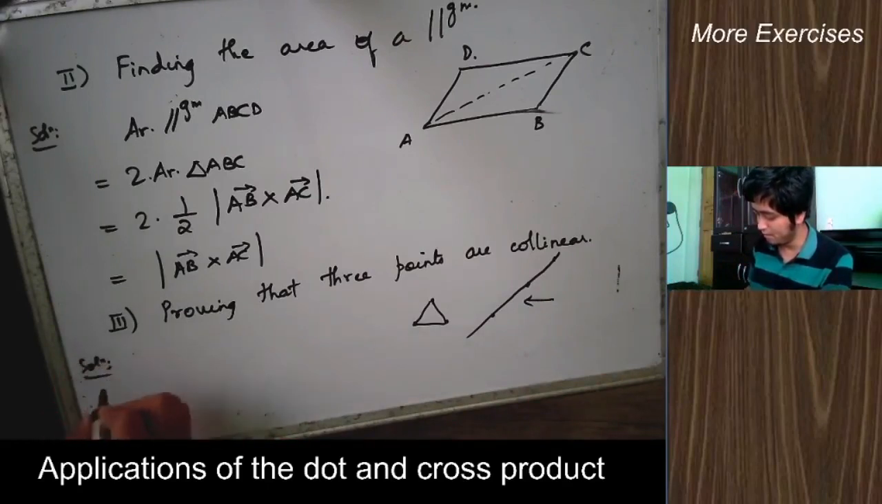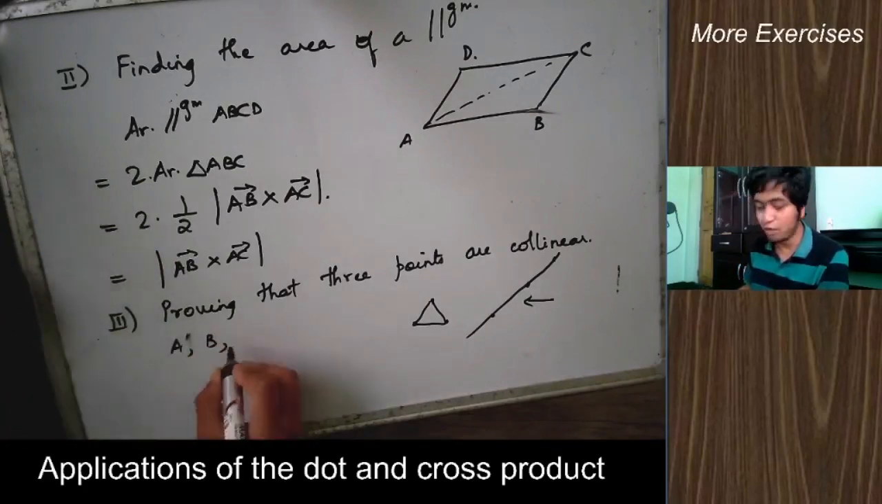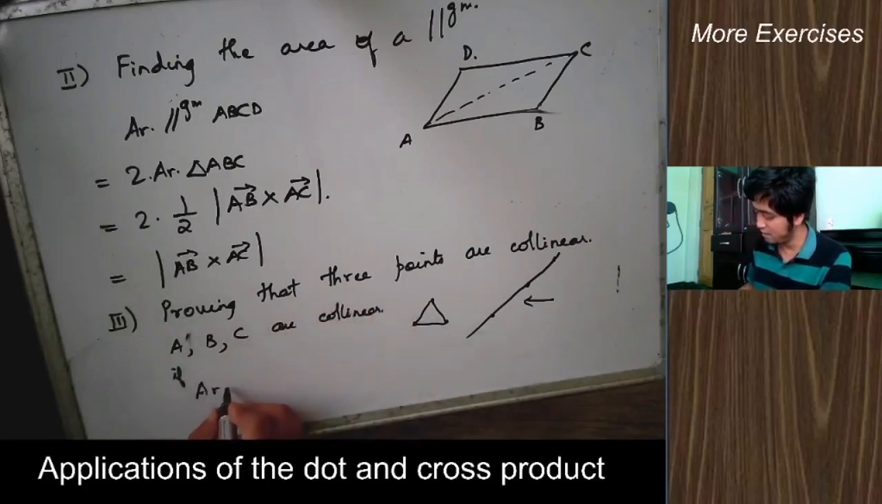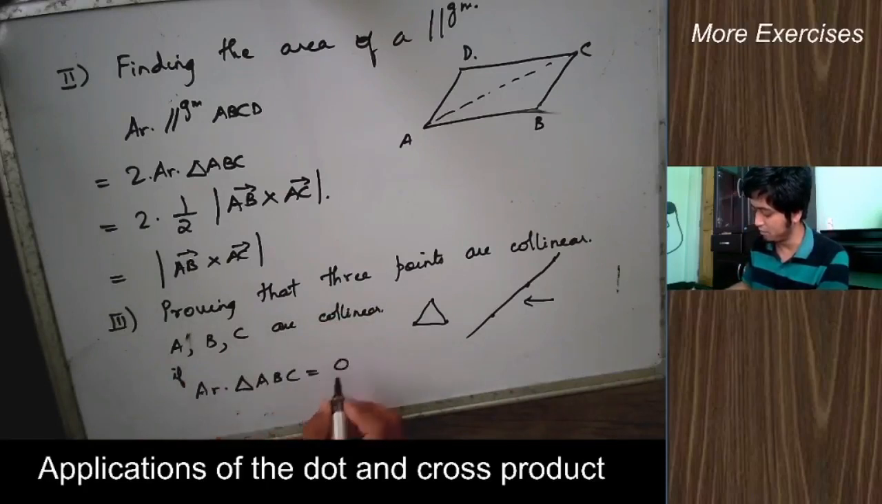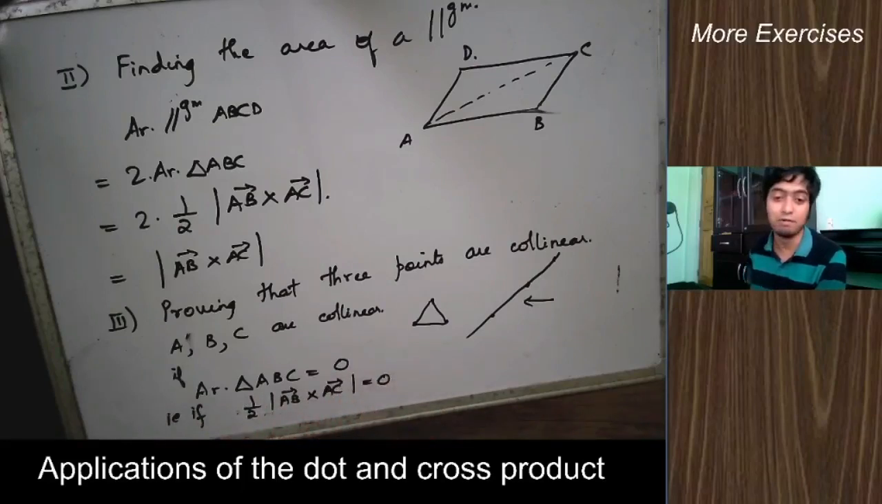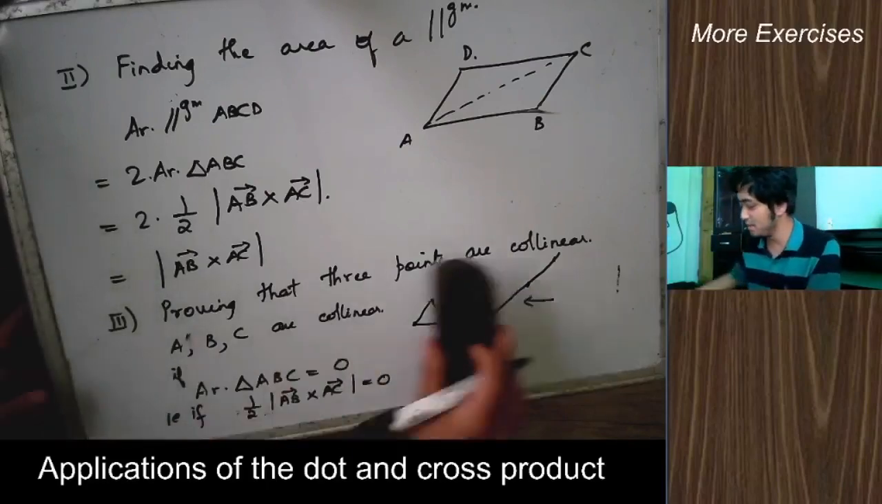Solution. I won't be using the word solution. I will just say the points A, B and C are collinear if the area of triangle ABC is equal to 0. That is, if half times AB cross AC is equal to 0. So we can just use this one to see that the 3 points are collinear. Now that we have done these applications, there will be some more that we will do towards the end, but now let us just see some exercises based on this.